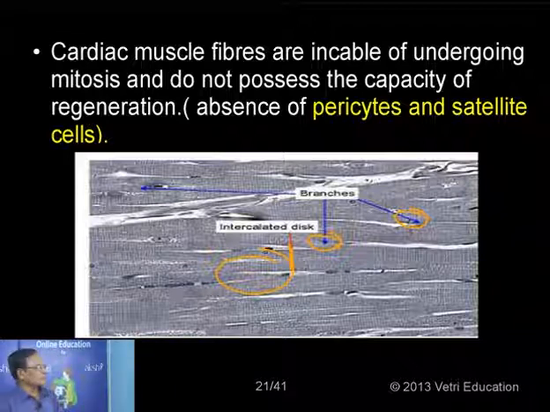So the pericytes and satellite cells are simply called the regenerating cells, responsible for wound healing, responsible for replacing the damaged tissues. They are formed in the muscle cells. The pericytes and satellite cells are regenerating cells having the power of regeneration. But such cells are absent in the cardiac muscle fiber. They are generally present in other muscle fibers, but absent in the case of cardiac muscle. So no mitosis, no capacity of regeneration in cardiac muscle. So there is no increase in the number of cells in the heart. Even if a particular part of the heart muscle is damaged, it cannot be replaced. That is why damage to the heart leads to heart attack, etc.